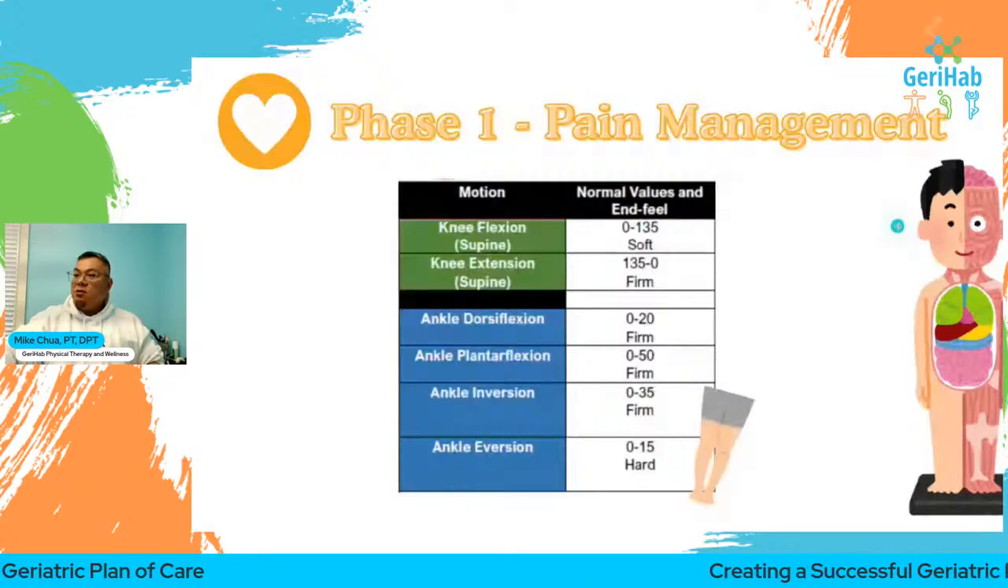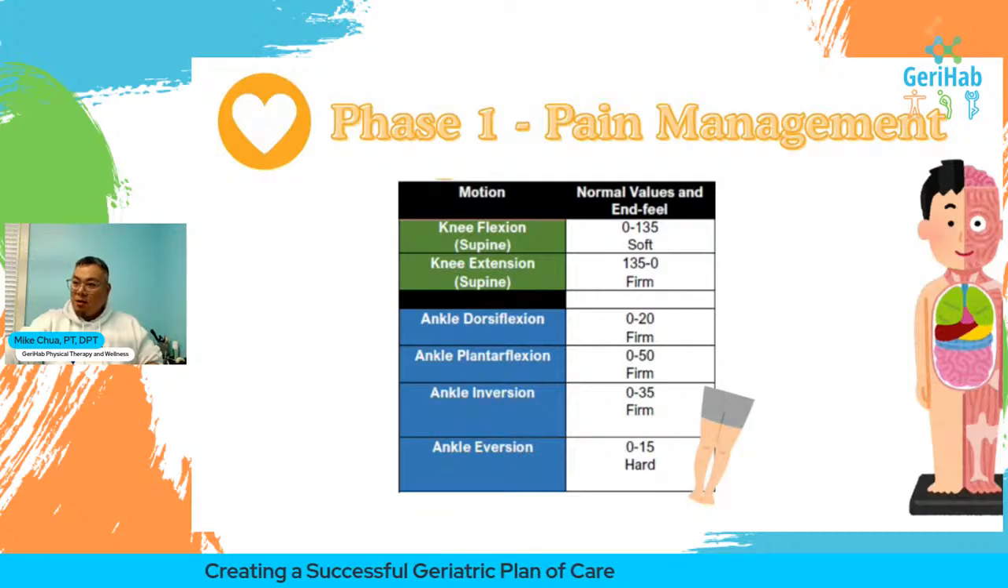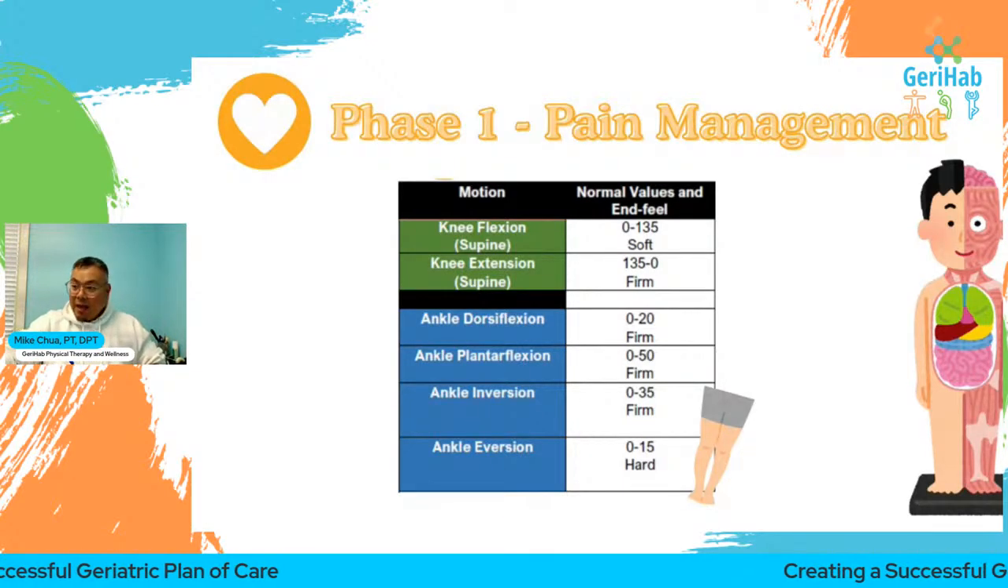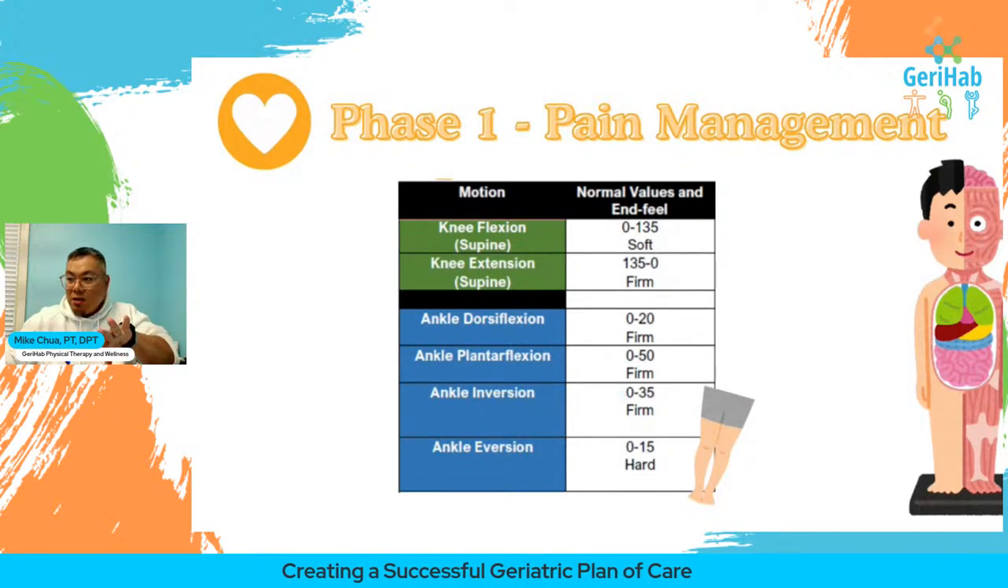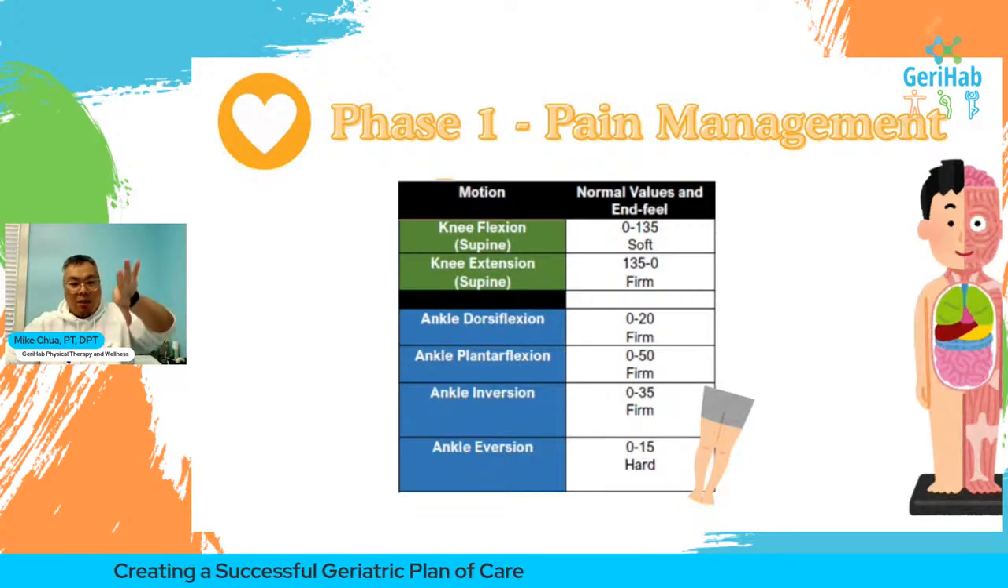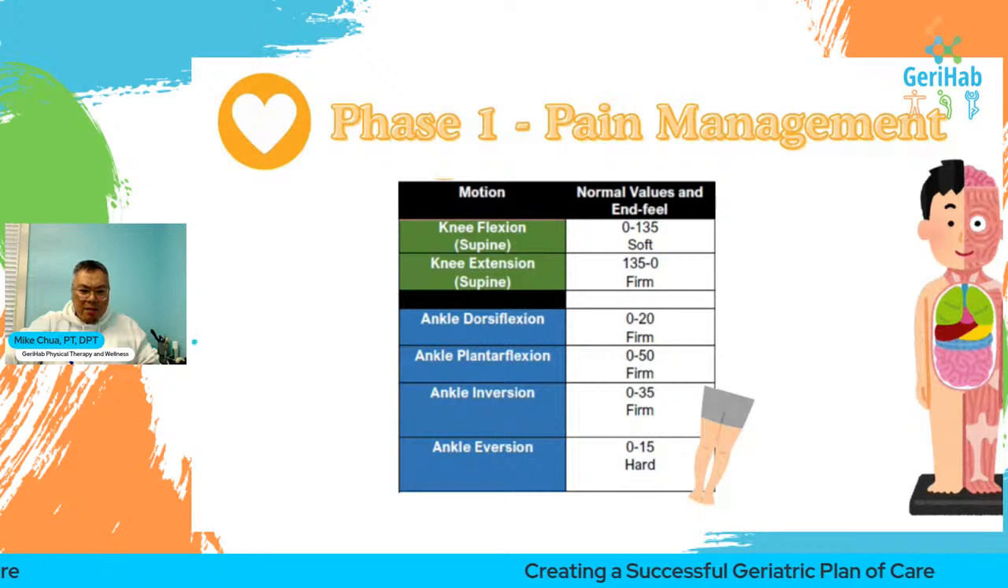Knee flexion supine needs to be soft, but like we already talked about, if it's empty, if they're hurting, there's something going on. It could be tight. All right. Dorsiflexion, most are firm except for eversion. Eversion is hard because the lateral malleolus is hitting the talus there. Most of them are firm. So why am I telling you this? That end feel.